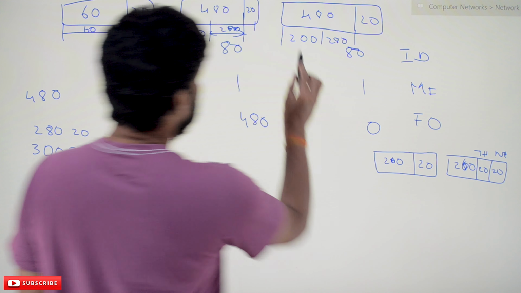How will the MF get reflected? The MF for the first packet is 1. It means that there are some packets which are following. So if the parent packet's fragment MF is 1, then for the remaining children also, the fragments that we have made, to all those fragments the MF should be 1.